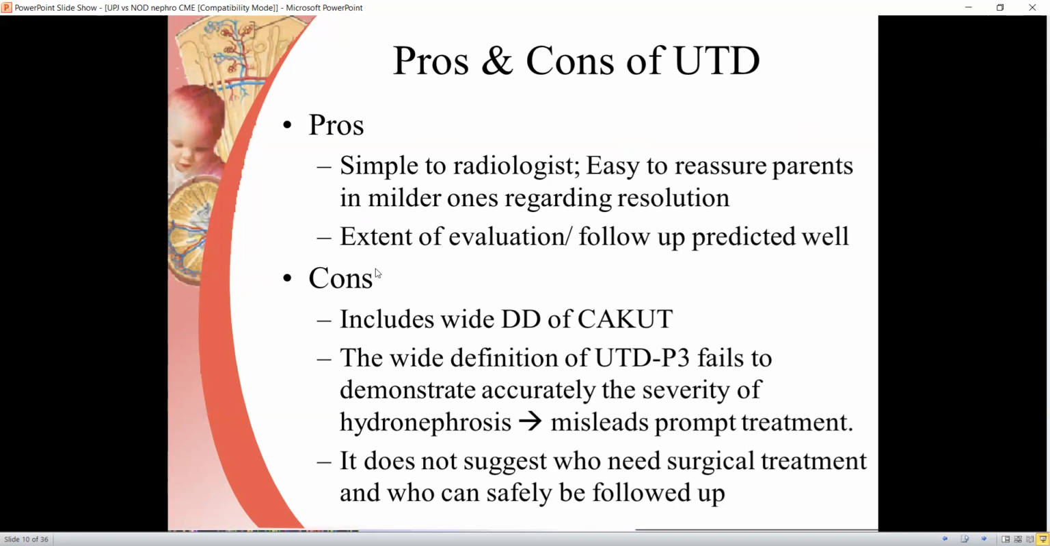On the other hand, when we deal with conditions in the tertiary centers, we still have to look at the fine print of the UTD report, because it includes a wide differential diagnosis of congenital anomalies, and the wide definition of UTD P3 fails to demonstrate accurately the severity of hydronephrosis. So this misleads prompt treatment, and it does not suggest who needs surgical treatment and who can safely be followed up.